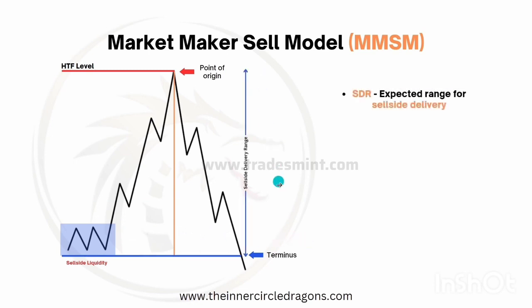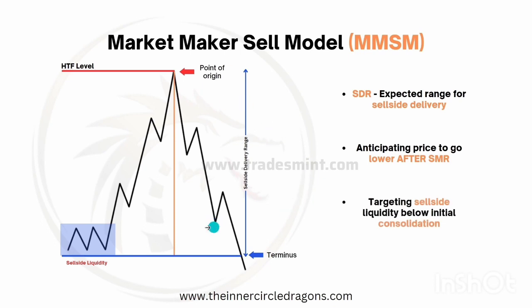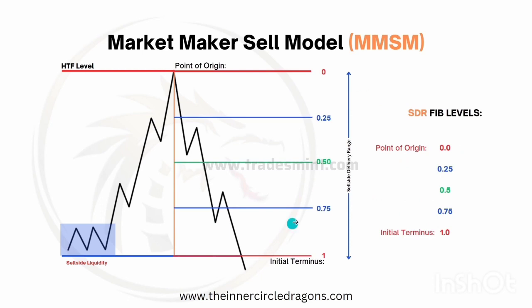From the point of origin to the terminus will be our SDR, or our expected range for sell side delivery. We are anticipating price to go lower after the smart money reversal, and we are targeting the sell side liquidity below the initial consolidation. So just like on the left side of the curve, where we could grade our range, we can now do the same for the sell side of the market maker sell model. Again, this would be our SDR levels on our fib tool.